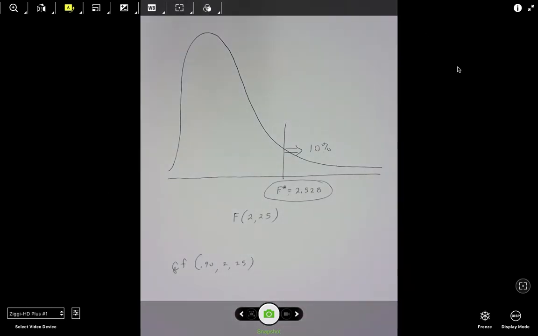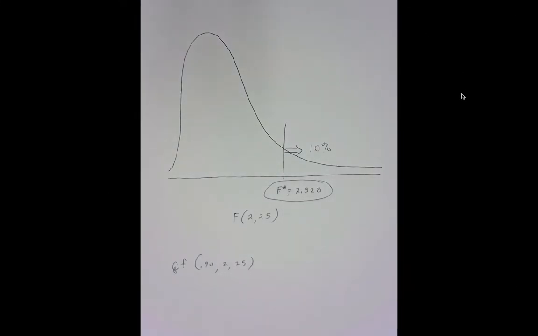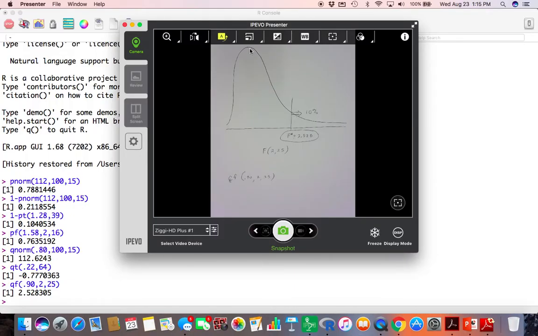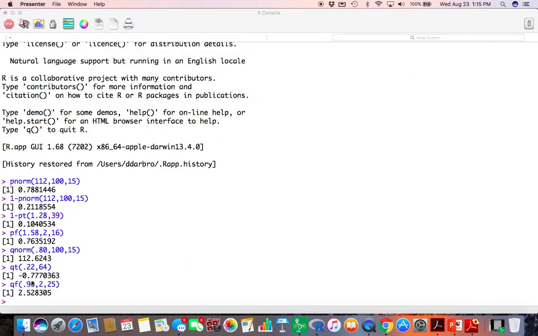Now, what if we're kind of cynical and we don't believe that? Well, let's see if truly there is 10% of the area to the right of 2.528 using the other key. The other key would find the probability, so we can use PF. And since we went to the right of 2.528, we'd have to go 1 minus. Remember the default, if we just put the value in, it finds the area to the left.